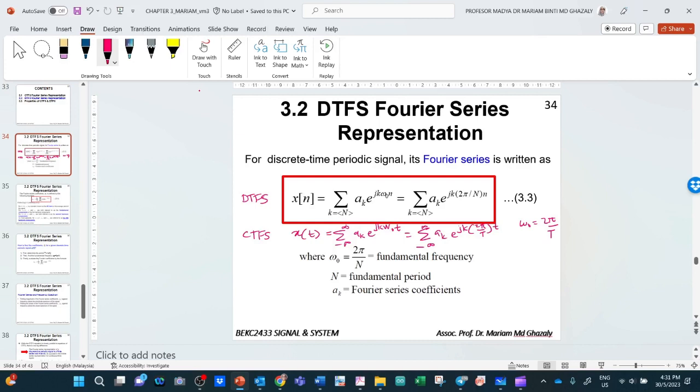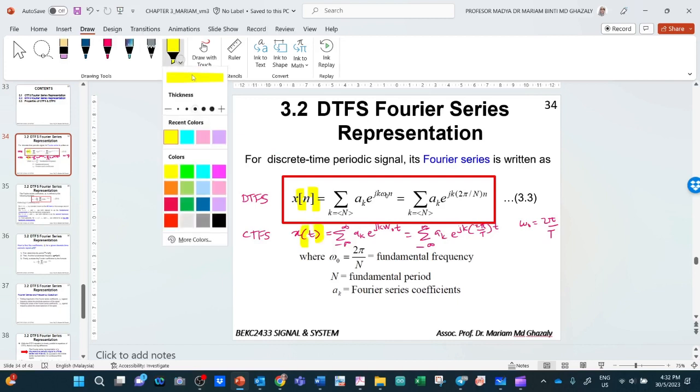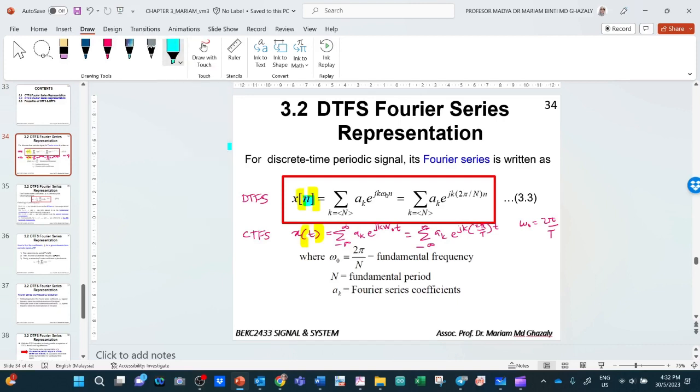Right. So it looks almost similar, just that the difference is, of course, what is the difference? The difference is that you have the square bracket over here, and here you have the normal bracket. And also another difference is that you have the n value, and here you have the t value. So that's the difference.